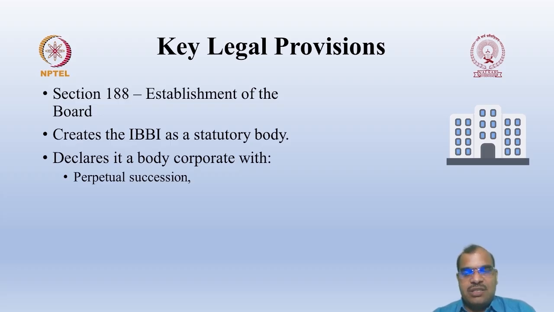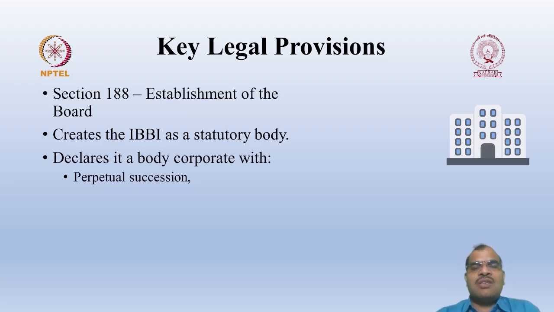Let me explain perpetual succession generally. Companies especially are considered to have perpetual succession. Perpetual succession means the company will be forever. The members may come, may go, but the company will be in existence. A company is an entity created by virtue of law. So how do you put an end to the company? You can put an end to the company only through the process of law. In the same manner, IBBI has perpetual succession.